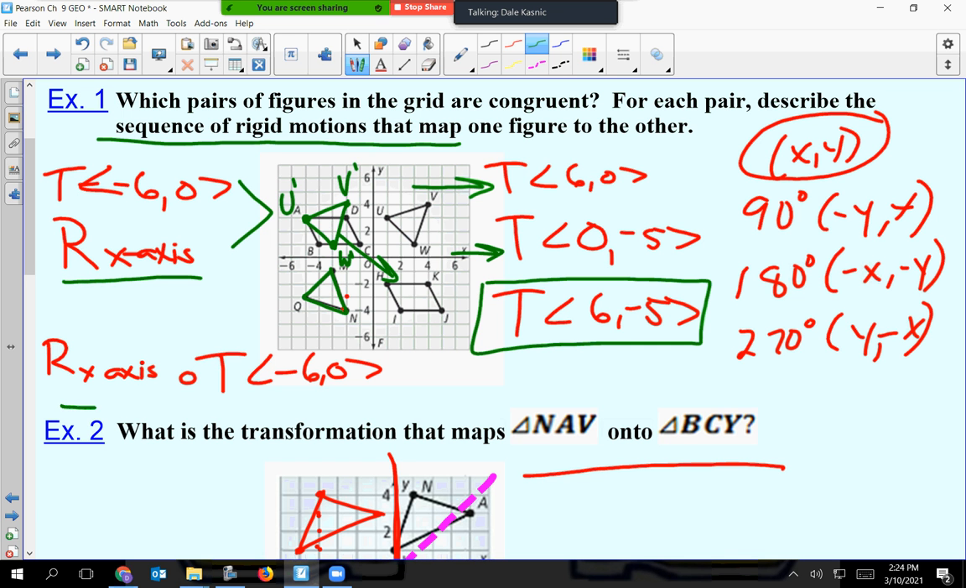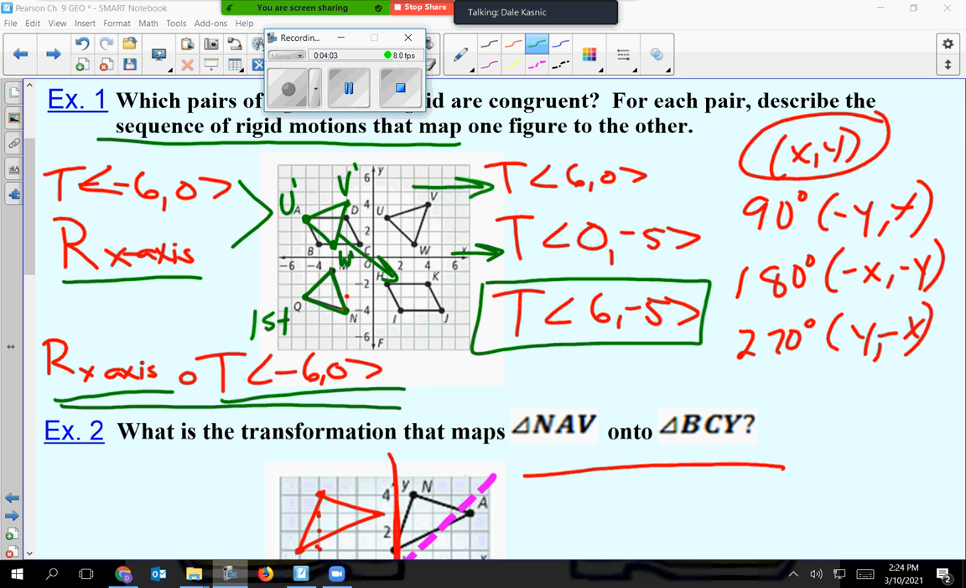Now, last section, we learned that when we write the rule, the first movement has to go second, and the last movement goes first. Okay. So that's why this is listed first, and then this is listed second. So we did the translation first, but we write it second. We did the reflection across the x-axis last, but we write it first.